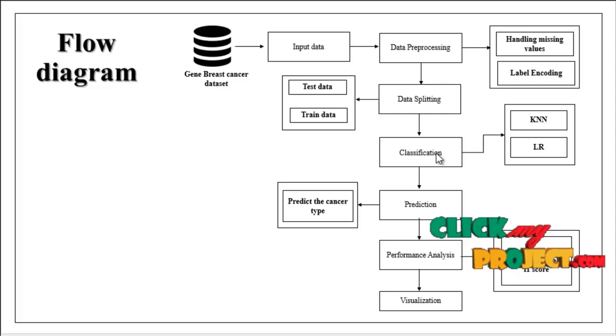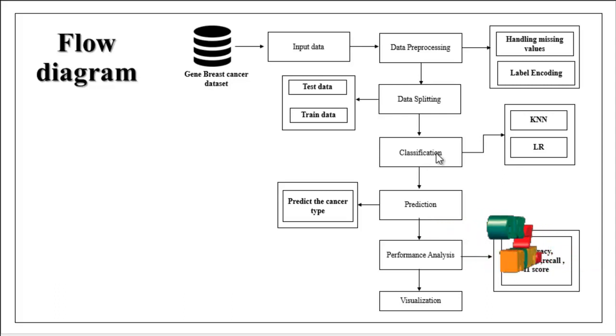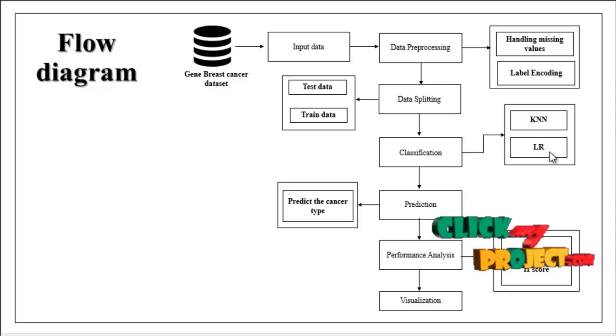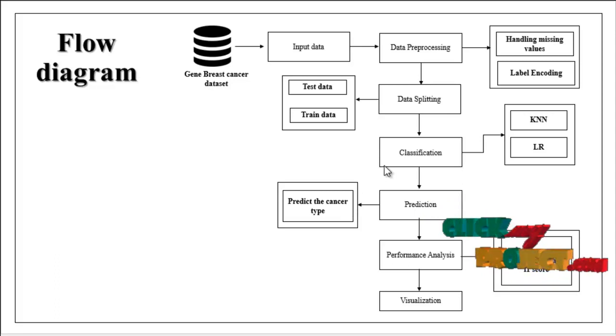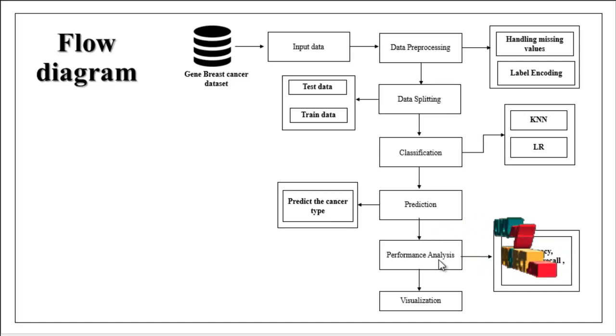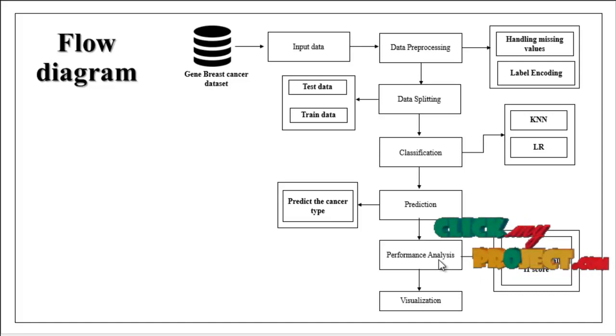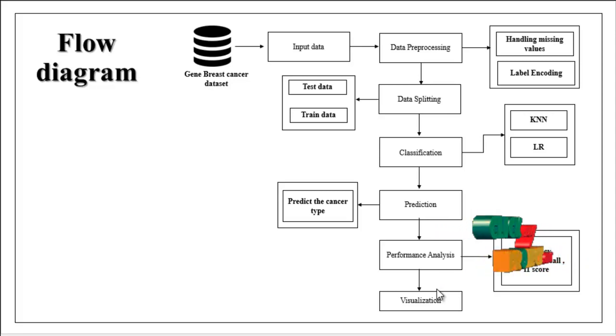In this step, we implemented two different ML algorithms, KNN and logistic regression. Then finally, prediction. With the help of the classification algorithm, we can predict the type of breast cancer. Then finally, performance estimation. We find performance measures such as accuracy, precision, recall, and F1 score. Finally, we can visualize the data in the form of a graph. So this is the flow of our project.